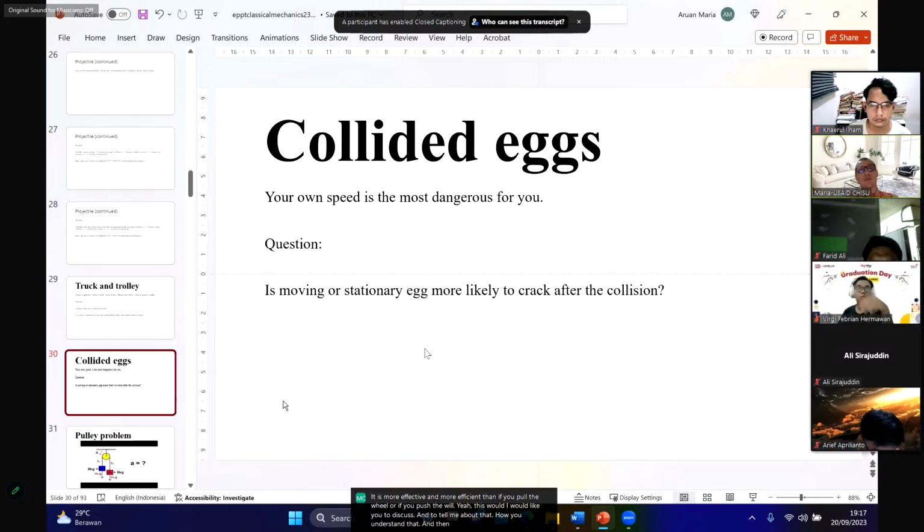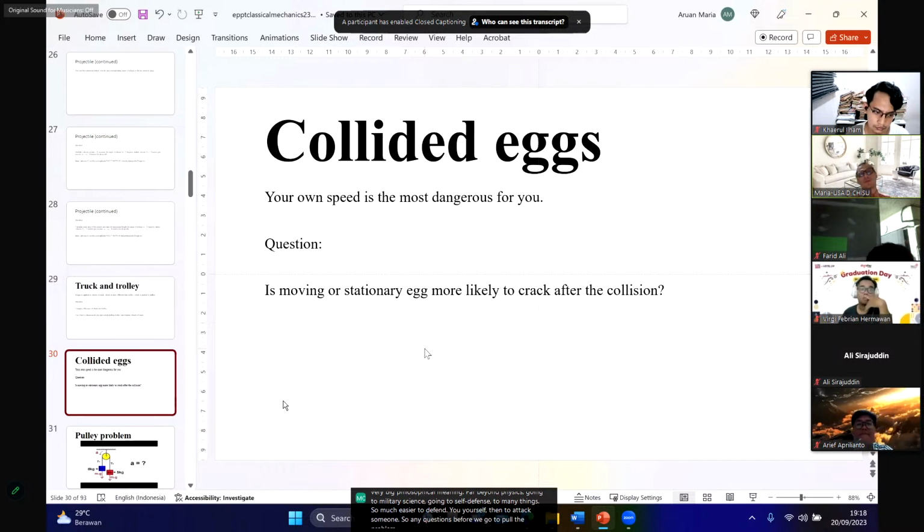And the next slide, number 30, about collided eggs. Why is the egg which is moving more likely to crack than the egg which is not moving? This problem also has a very deep philosophical meaning, far beyond physics, going to military science, going to self-defense, to many things. It's much easier to defend yourself than to attack someone. So, any questions before we go to the pulley problem?